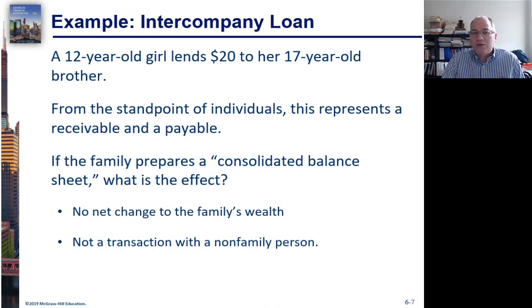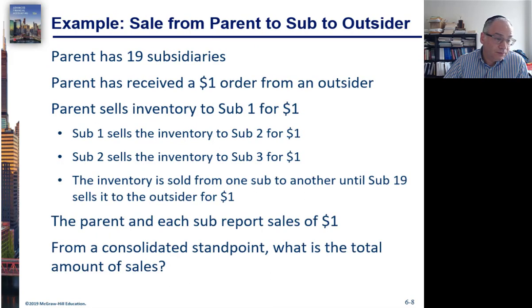And to the girl, to the sister, this is a receivable. And to the brother, this is a payable. But if the whole family is going to do a consolidated balance sheet, then there is no $20 receivable or payable. They're going to offset each other. When you do your consolidation, you're going to debit the payable and you're going to credit the receivable.